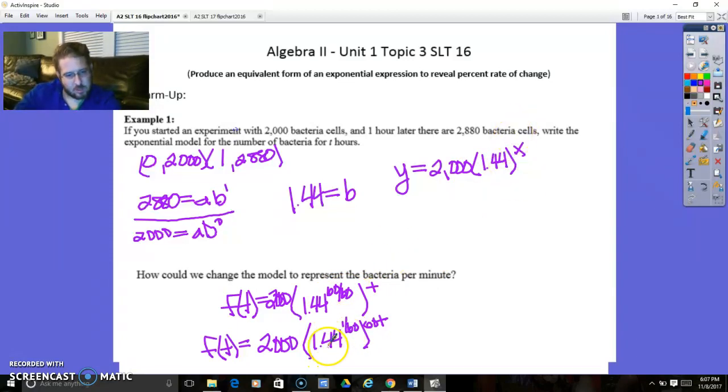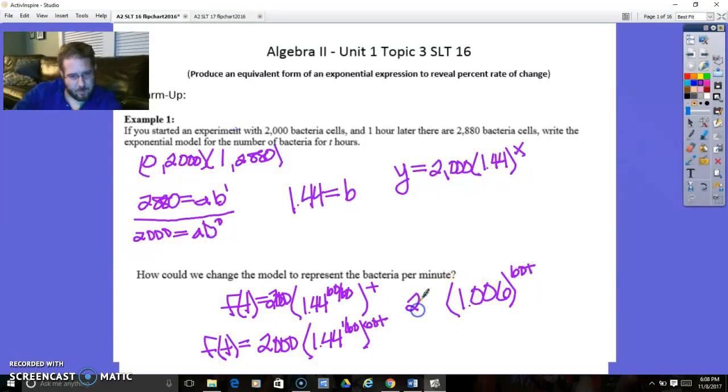Now I've almost changed my rate to minutes. I need to now do 1.44 to the 1/60th. I have to put that in parentheses, 1 divided by 60, to make sure it does that first. And enter, and I'm going to round that to the nearest thousandth. So that is about 1.006. That's going to be close enough. So that's to the 60t power.